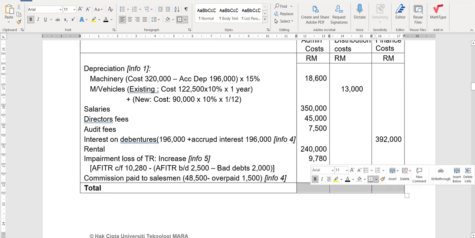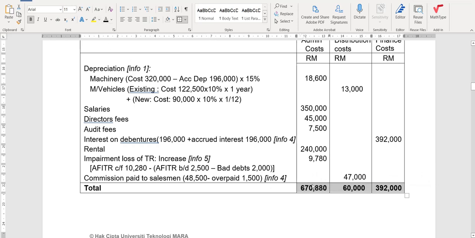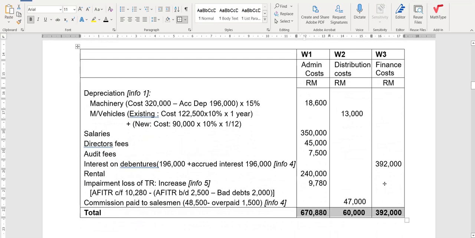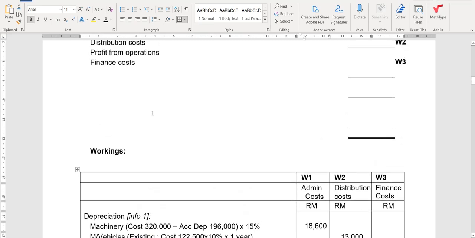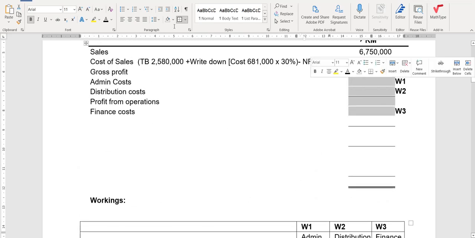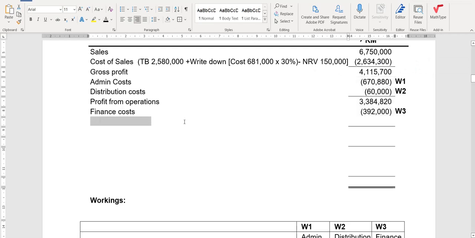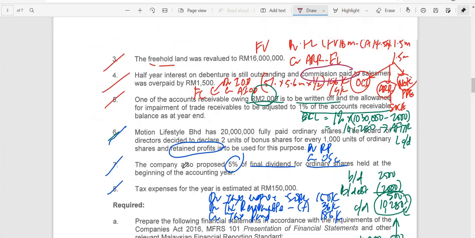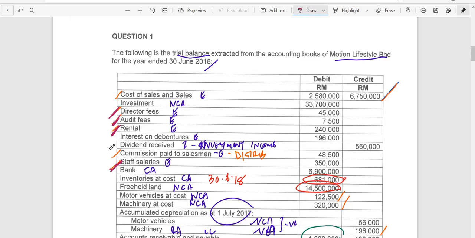Done with that, now you get your item total, that 670,880, 60,000, and 392,000. Those will all be included under the SOPL. But bear in mind, for the interest on debenture, it also includes accrued interest as per information number 4. Go and refer to this information that we referred to earlier. So let's look at what we have done. All right, so now we proceed with investment income. Remember, I told you earlier about the dividend. This dividend received here is done with that.